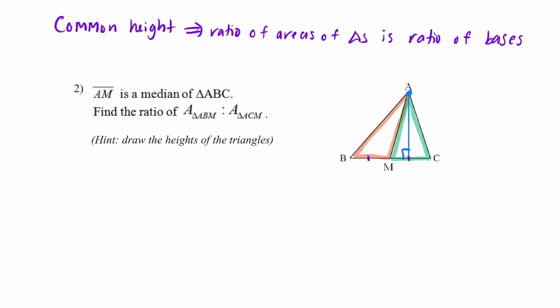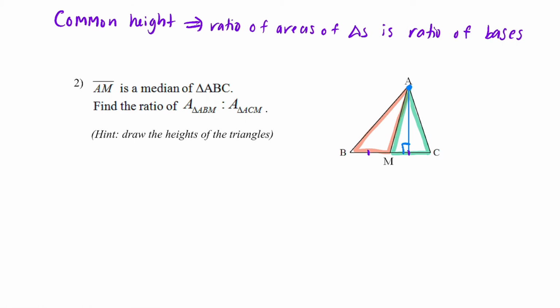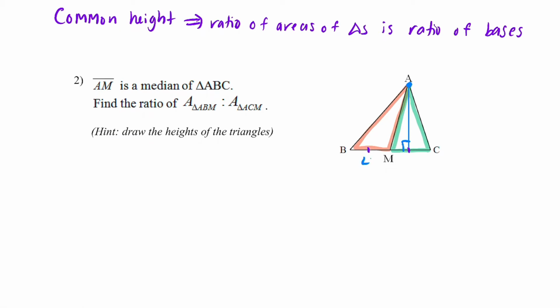So what did we just find from above? A common height means that the ratio of the triangles is the ratio of the triangle's bases. So here's what we know. We don't have any numerical value given for these bases, but we do know that they are congruent. So you have two options. You could, if it's easier for you to think in terms of numbers, let's pick a random number. Let's say that BM was 4 units long. That means MC is also 4 units long.